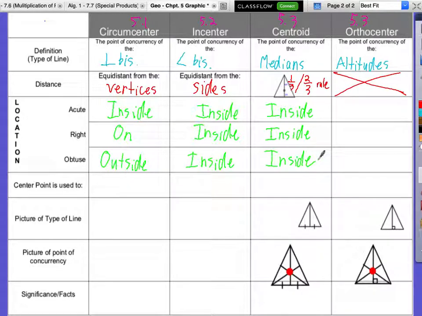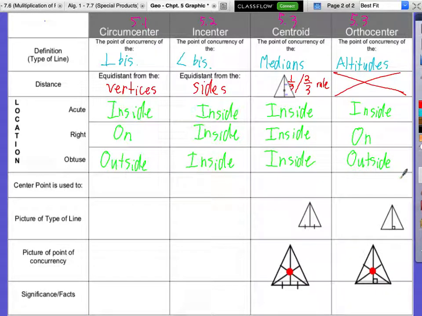Okay. So for the orthocenter, if it's acute, where is the orthocenter? What about the right triangle? On. I don't understand any of this. If it's the center, then why wouldn't it be in the center?